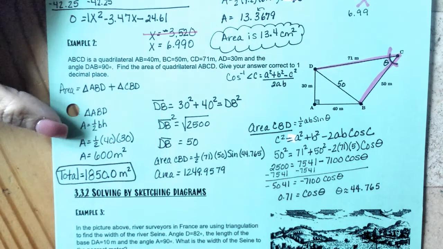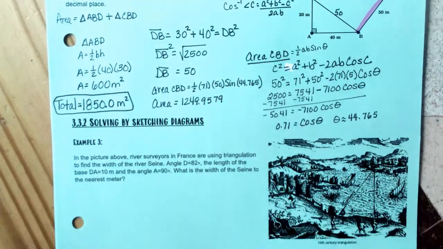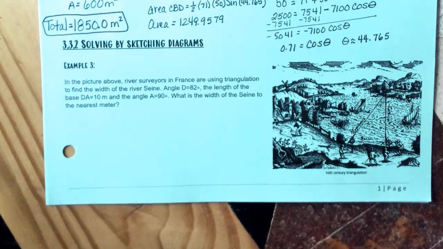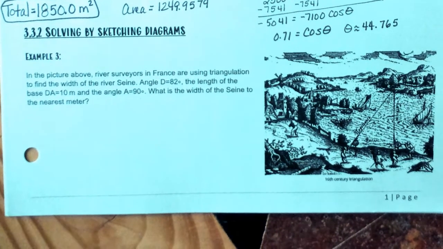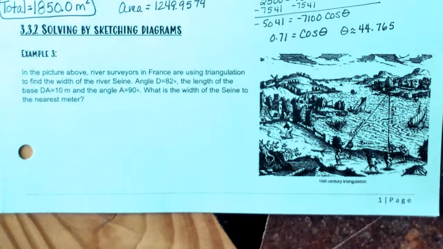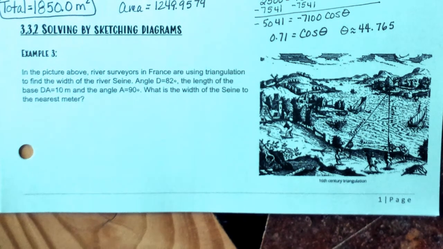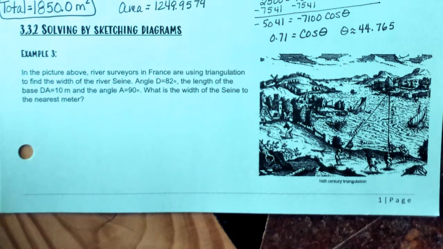All right, moving on. So we've got a picture on the next one. In the picture below, river surveyors in France are using triangulation to find the width of the river Seine. I don't know what that is. Angle D is 82. The length of the base of DA is 10, and the angle A is 90. What is the width of the Seine to the nearest meter?